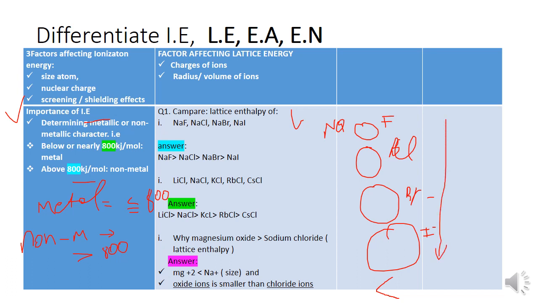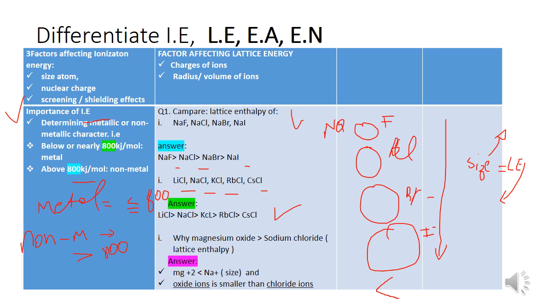the size increases, which means that as the size increases, lattice energy decreases. Sodium fluoride is greater than sodium chloride, which means that sodium iodide has the lowest lattice energy. Here it is also the same. We compare the size. This is the answer.